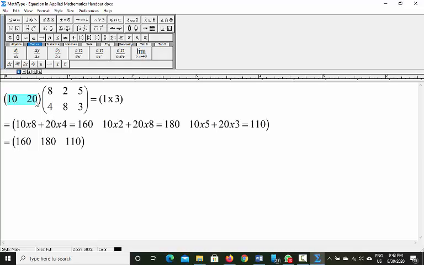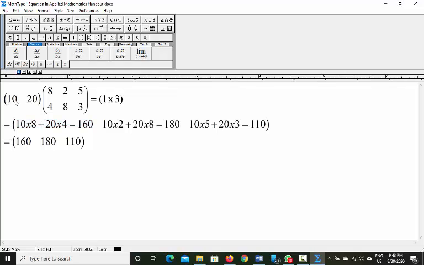So 10 multiplied by 8 plus 20 multiplied by 4. That means we get 160. Now we will multiply the first row with the second column. So 10 multiplied by 2 plus 20 multiplied by 8, that means 180.